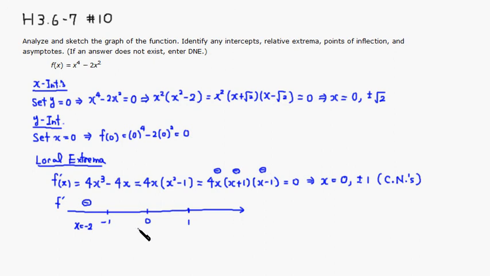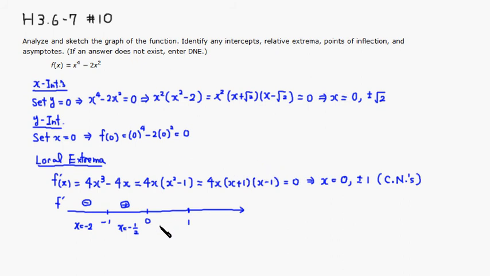Right, so between negative 1 and 0, we can try x equals negative 1/2. If you plug in negative 1/2 here, 4x would be negative. Negative 1/2 plus 1 is positive. Negative 1/2 minus 1 is negative, which means that negative times negative is positive, right?